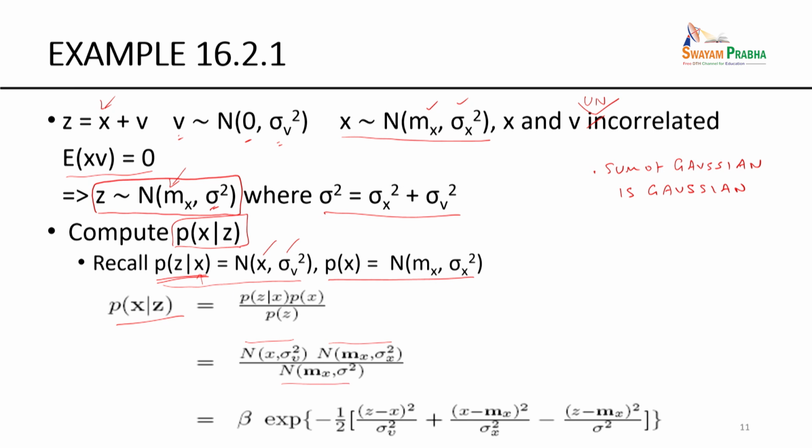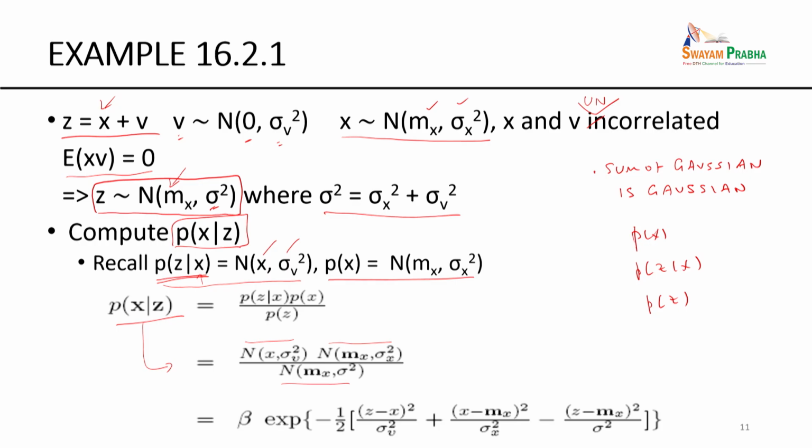Please understand, I have already computed the distribution p of x, the conditional distribution p of z given x. I have also computed the distribution p of z, all using the simple fact that z is equal to x plus v, where x and v are Gaussian and uncorrelated. So simply based on this, I have all the information. I am able to express my posterior density as a ratio. The numerator has a product of two Gaussians, the denominator is another Gaussian.